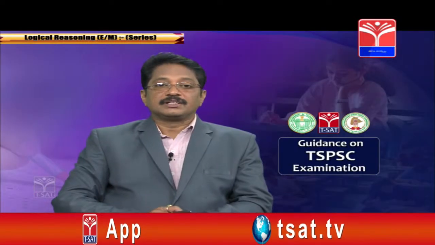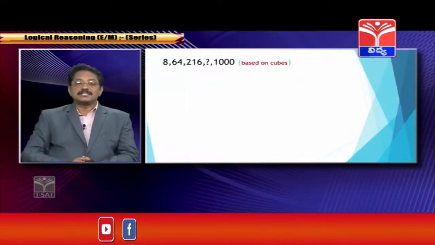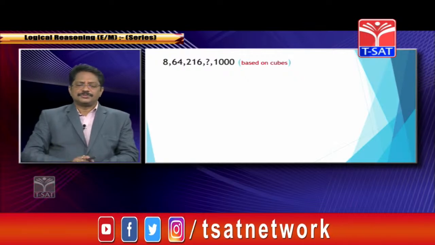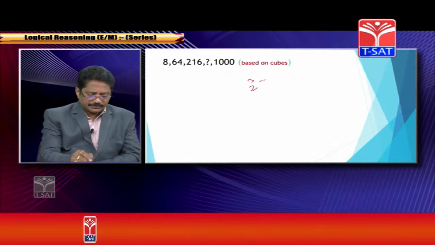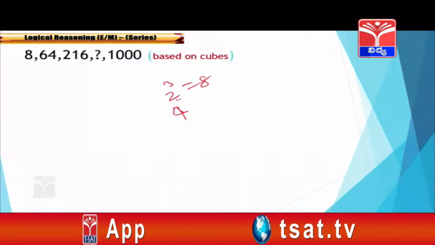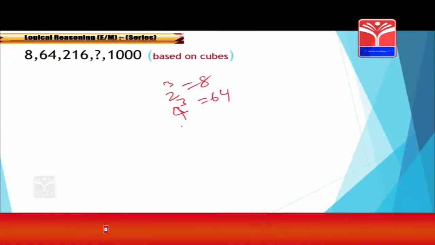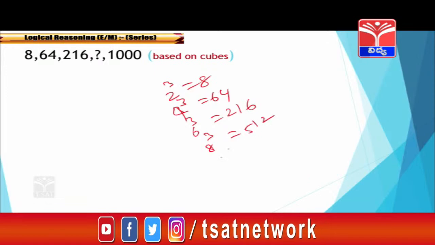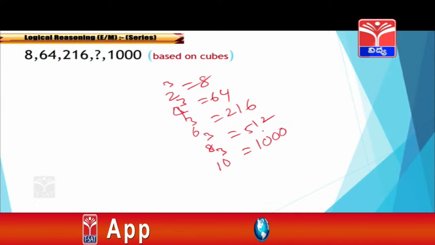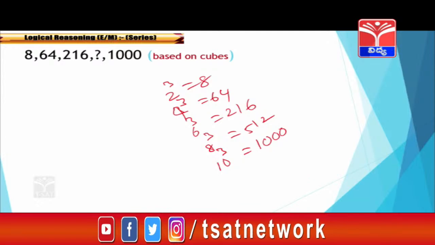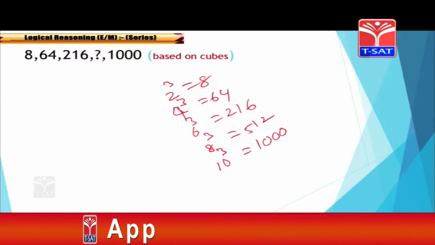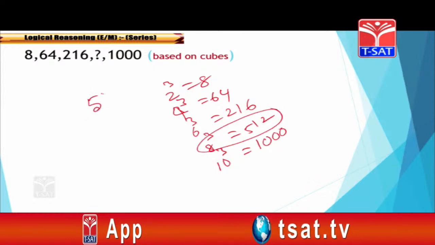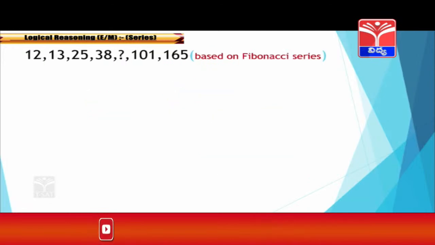Now we will check the next one. 8, 64, 216, based on cubes. Very clear, very simple. If you know it, you can say it very simply. 2 cube is 8. 4 cube is 64. 6 cube is 216. So what is 8 cube? 512. And 10 cube is 1000. So here 2, 4, 6, 8, 10 are all even numbers and their cubes. So the required one is 8 cube, which is 512. So the answer is 512. Clear? Okay. Now we will see the next one.